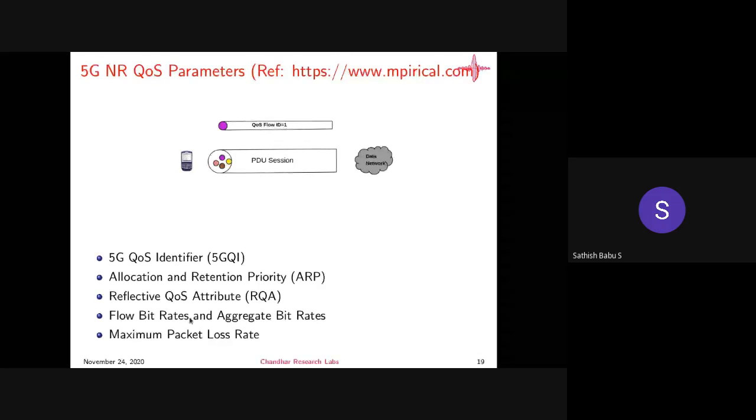Next one is flow bit rates and aggregate bit rates. For flow bit rates, you would have come across names like GBR and non-GBR. GBR is guaranteed bit rate. In the same comparison diagram I showed you the peak data traffic. You won't always have peak data traffic. Suppose you have 10 Mbps, you can't have a peak data traffic of 10 Mbps all 24 hours. Sometimes you will have an average data rate of only 1 Mbps or 2 Mbps. That is what is given in the flow bit rates.